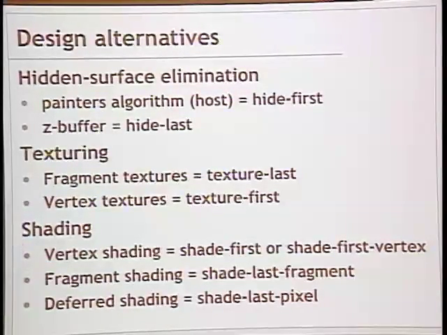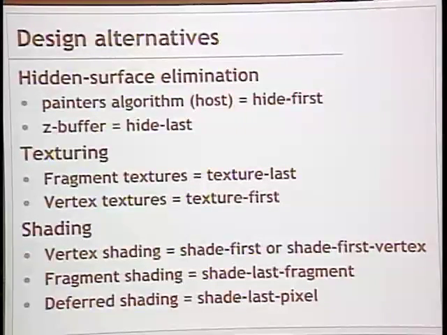Or shading. Where do we shade in the pipeline? Do we shade at every vertex? Do we shade at every fragment? Or do we wait until we get past the depth buffer and say, oh, we know that pixel is going to make it into the final image? We're only going to shade then.